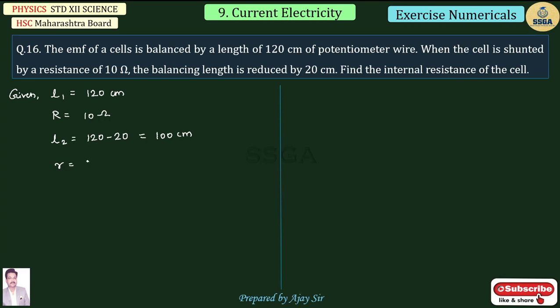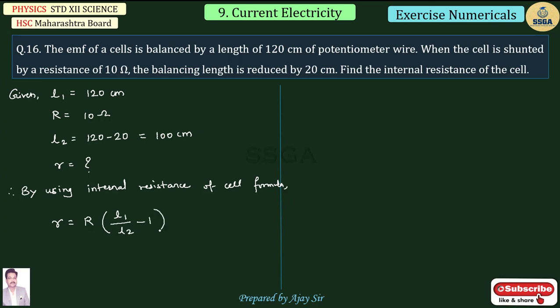So therefore internal resistance, that is small r, and external resistance that is parallel with the cell, that is capital R. So by using the internal resistance of cell formula, small r is equal to capital R into bracket L1 divided by L2 minus 1. So let us put the given values.